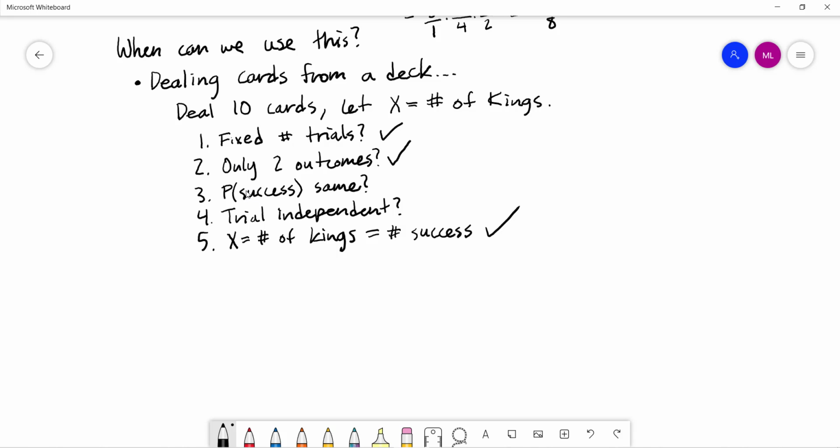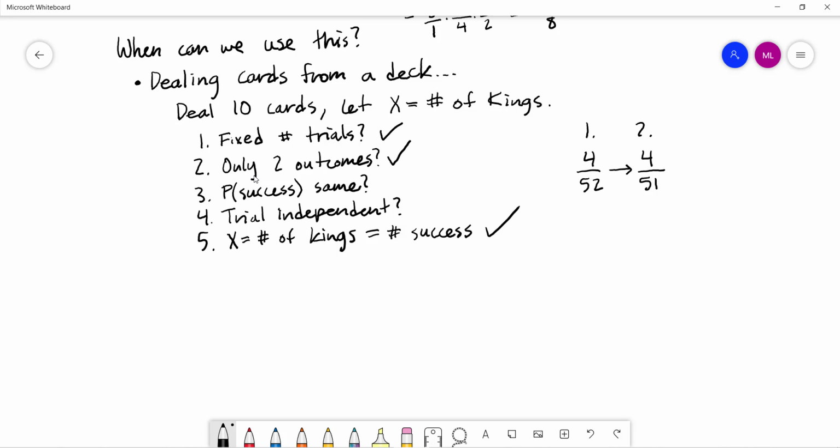So if there's 52 cards in the deck, and 4 of them are kings, I have a 4 in 52 chance of success that first time I pulled a card out. And if on that first time I pull a card out and it's not a king, what's my probability of success the second time around? Well, there's still 4 kings in there, but how many cards left? 51. And so the probability has changed.